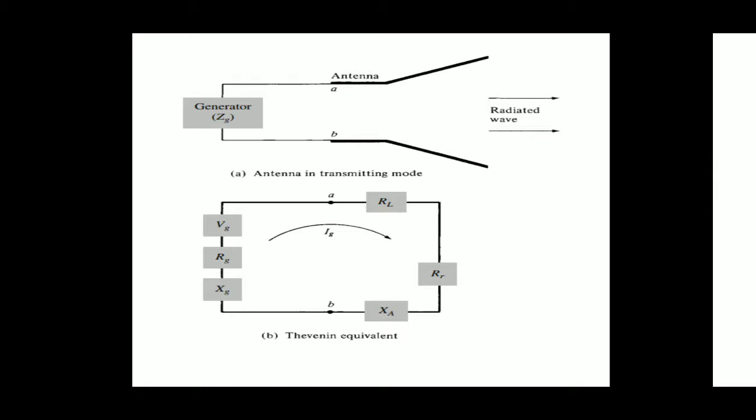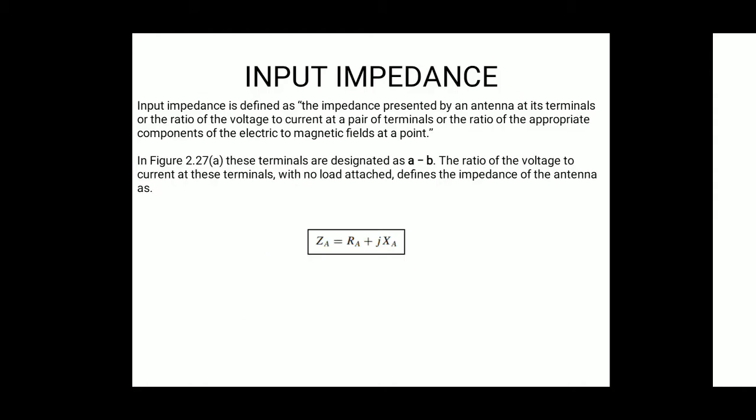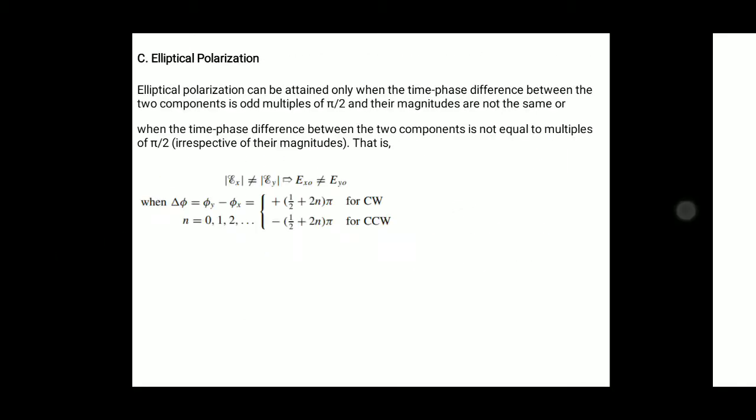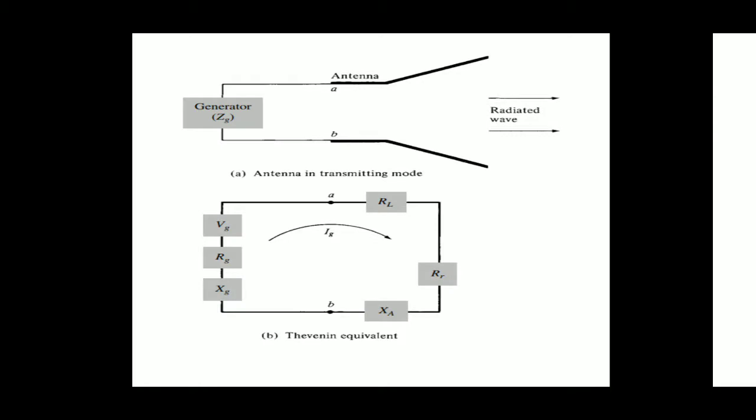Now it converts into the Thevenin's equivalent. You can see this is VG, the generator voltage, generator resistance and generator reactance. After the terminals AB, RL is the loss resistance of the antenna, small r is the radiation resistance of the antenna, and XA is the reactance of the antenna.